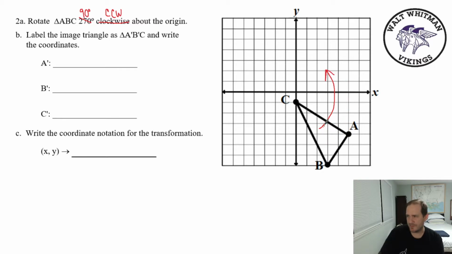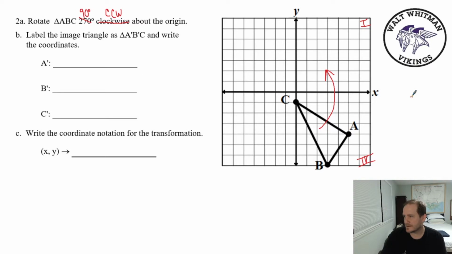So you can see that the bulk of the figure is going to move from quadrant 4 up to quadrant 1. And that's worth thinking about because you know in quadrant 1 all the x's are positive, all the y's are positive as well. So that's kind of a quick, easy trick. So how do I rotate this thing? Well, you could use patty paper, that's for sure.